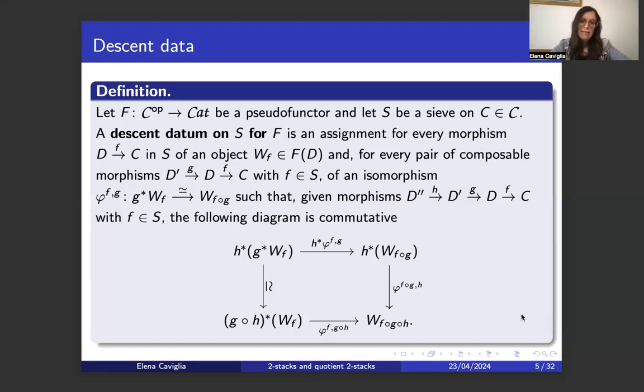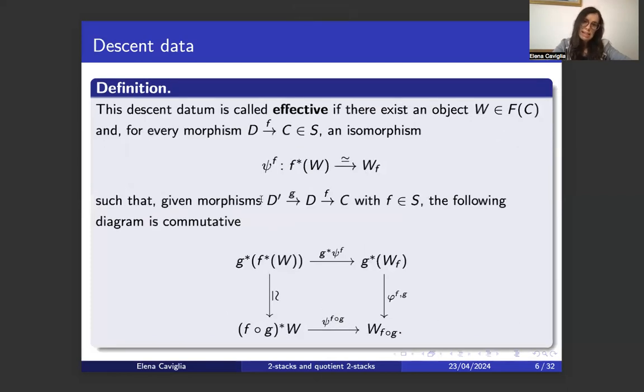And once we have a descent datum, we can say that this descent datum is effective if we can find an object that we call W, this time in the image of C. So C is the object related to the sieve S. So the sieve S is on C. So we can find this object. And the idea is that this object is able to recover all the local data of the descent datum.